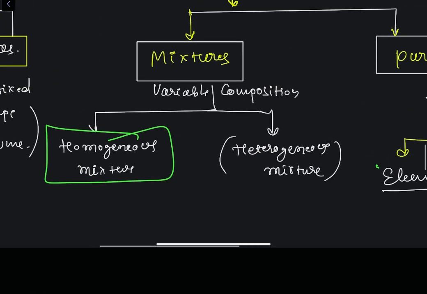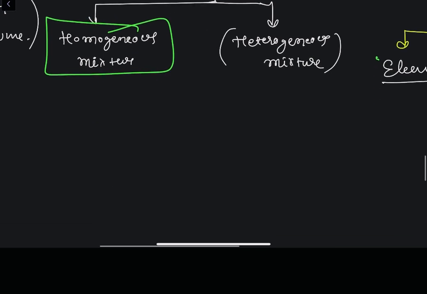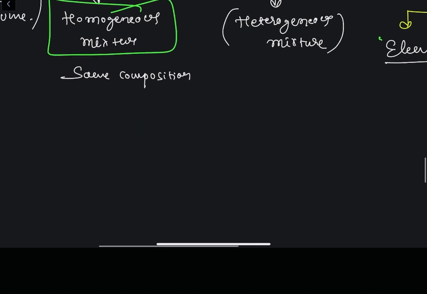First one, homogeneous. It is a type of mixture. Homogeneous mixtures are mixtures which have the same or uniform composition throughout the mixture. They are also called a solution. Example, sugar solution: we can easily dissolve sugar into the water, then it easily mixes. You can't separate the sugar when it is dissolved in the water. Like that, uniform composition will be there. Same composition throughout the solution is called a homogeneous mixture.